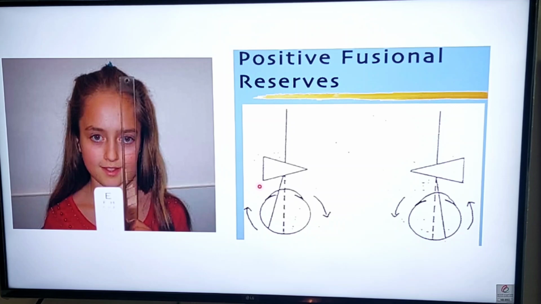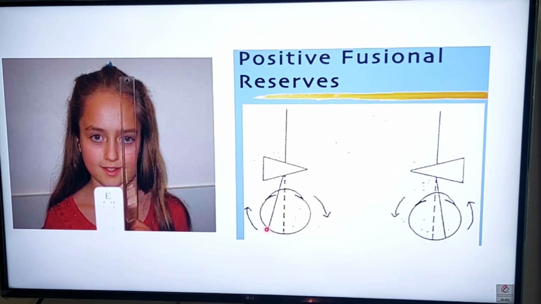Base out. Okay, so you're checking the convergence, you're using a base out prism. So what happens, as I've already said, when light passes through a prism, it moves more towards the base, right? So now it's not stimulating the fovea, the eye would have to converge in order for the light to stimulate the fovea.